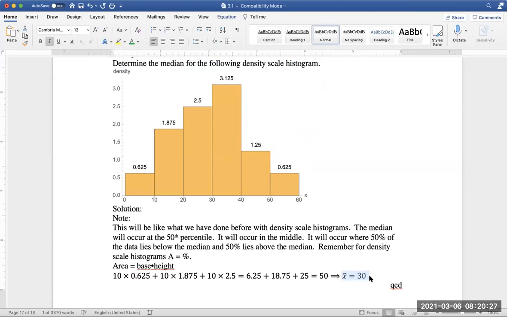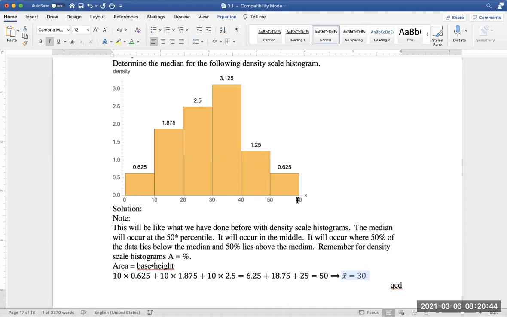Any questions about that? Oh, and that is merely coincidental, that it is halfway between, half of this number. It has nothing to do with that at all.